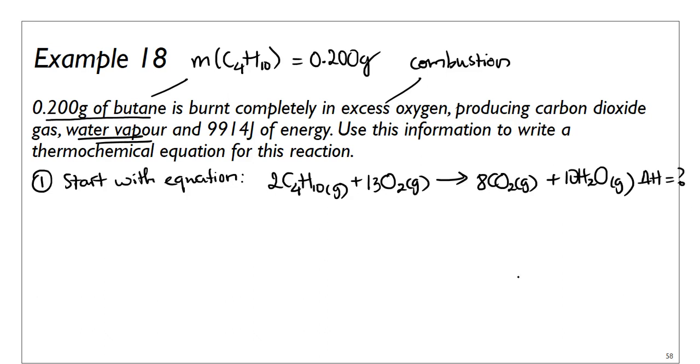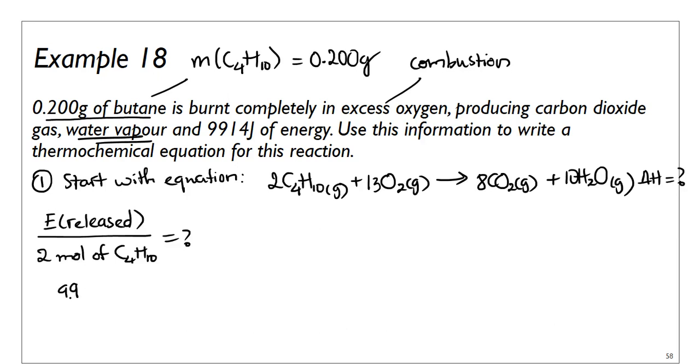I need to find the delta H value, which essentially means that I need to find energy release. Once again, this is an exothermic reaction. But if you're going with this particular equation, it's energy release per 2 moles of butane. That is the unknown here. Now the question gives you 0.2 grams: 9,914 joules of energy is released for every 0.2 grams of C4H10.